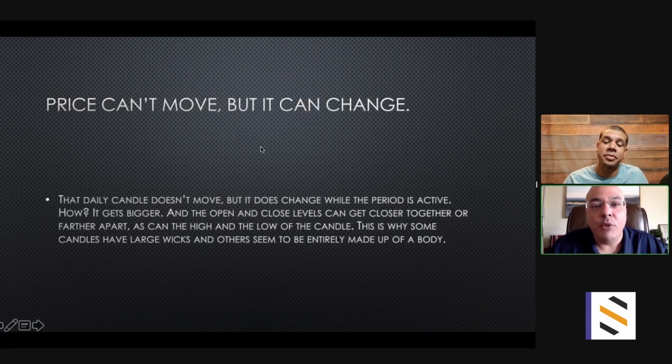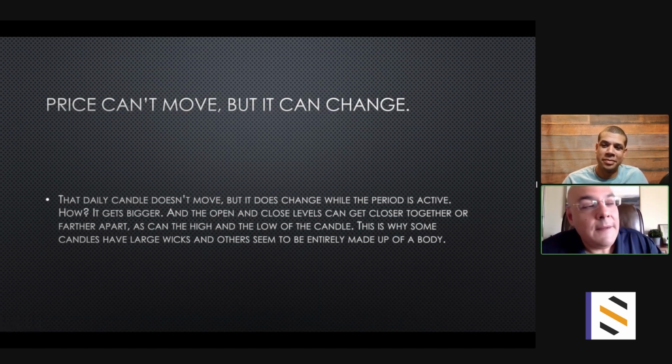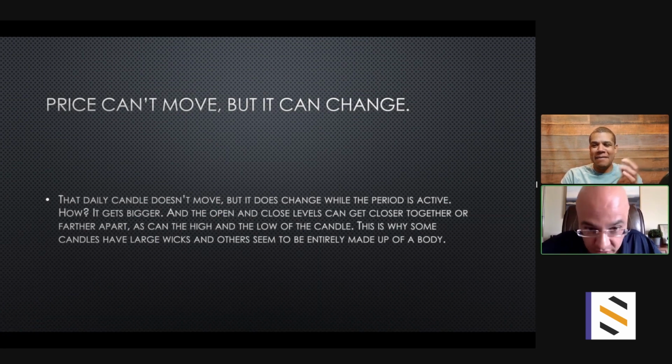All right, so price can't move. We established that, but it can change because it's a number, and it is changing. It's constantly changing. That daily candle doesn't move, but it does change while the period is active, right? Once that period is no longer active, once it's the next day, that candle is fixed in time forever. That period will never change again. That candle will always be a scenario 1, 2, or 3, whatever it was, right?